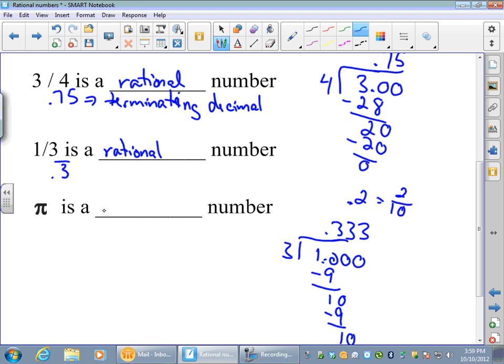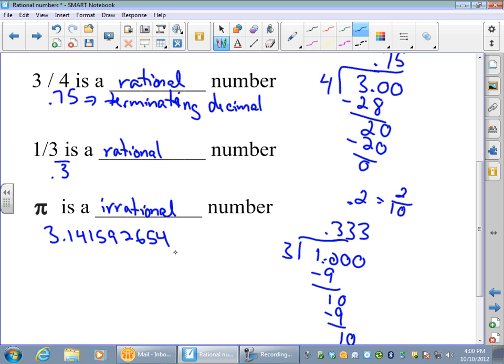Here's an example of one, pi. Pi is an irrational number. If you put pi in a calculator, it will tell you it is 3.141592654, and then it stops. That doesn't mean it's a terminating decimal. It only stops because it's out of space. If there was more space in the calculator, you would get more numbers after the 4. Because I'm sure you learned about pi before, it doesn't end. It just keeps going and going and going.